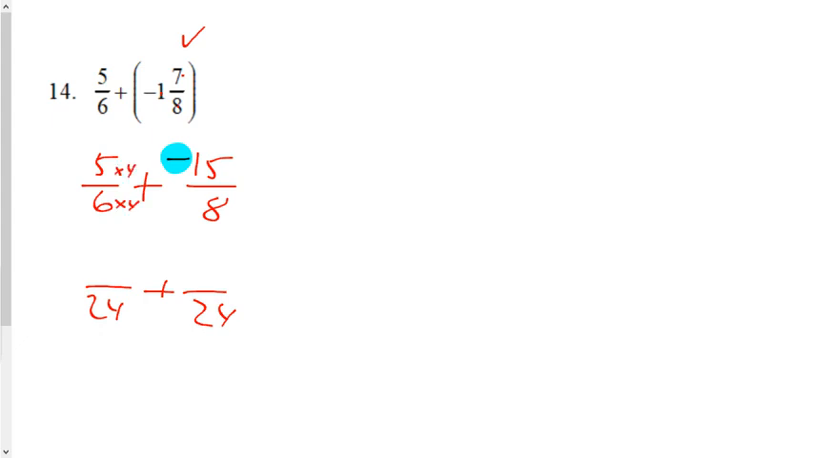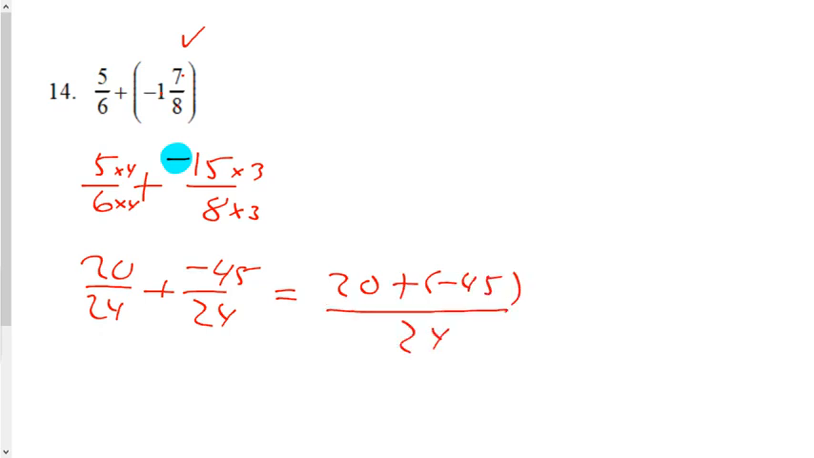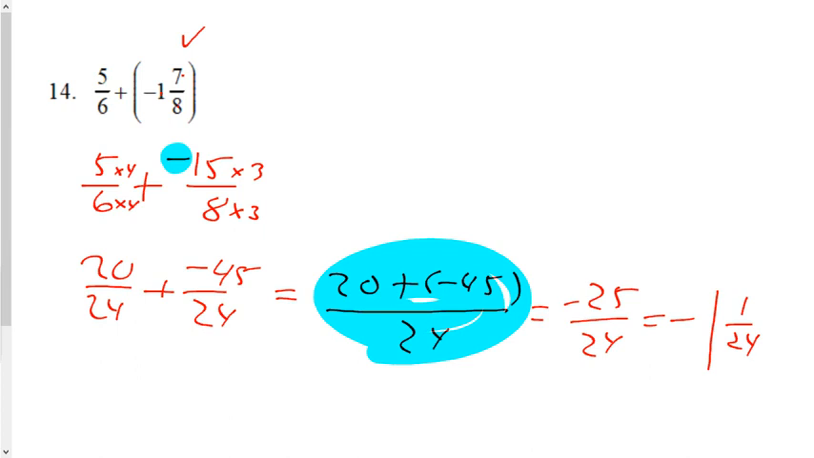Times it by 4, times it by 4, 20. Times it by 3, times it by 3, negative 45. Add your numerators. Keep your denominator. Negative 25/24, which is negative 1 and 1/24. Again, don't forget this step. That's a piece of cake, sir.